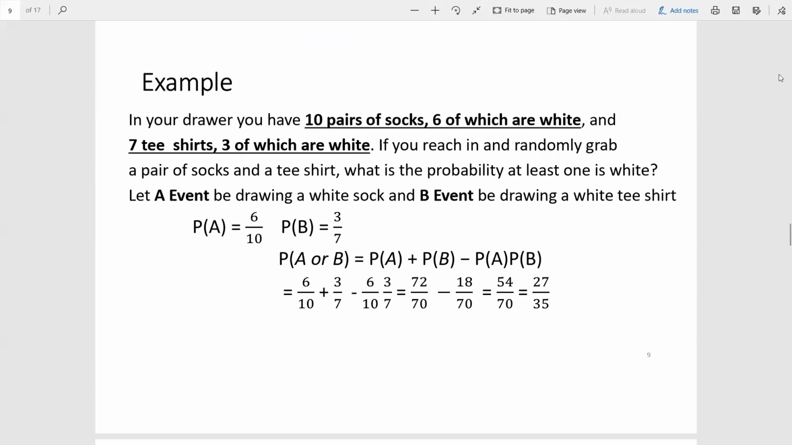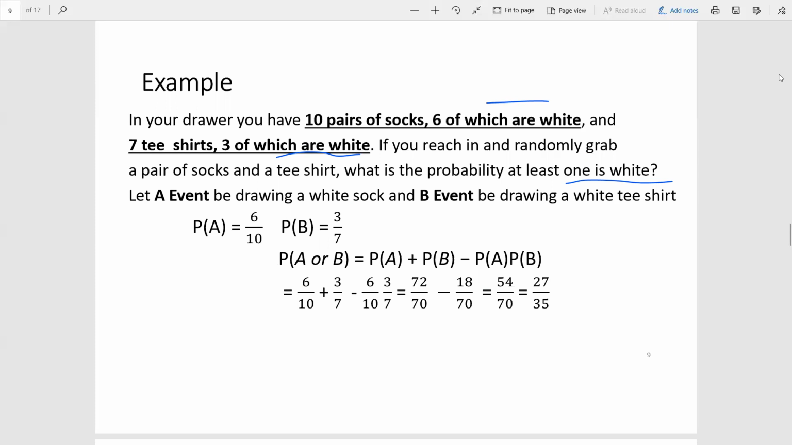Let's do an example here. You have a drawer, you got 10 pairs of socks, 6 of which are white, and 7 t-shirts, 3 of which are white. If you reach in and randomly grab a pair of socks and a t-shirt, what's the probability that at least one of them is going to be white?